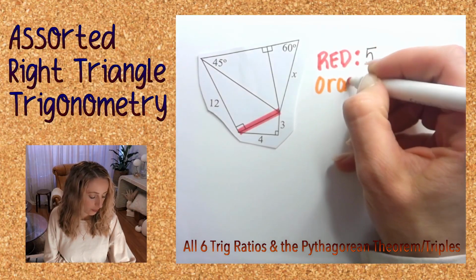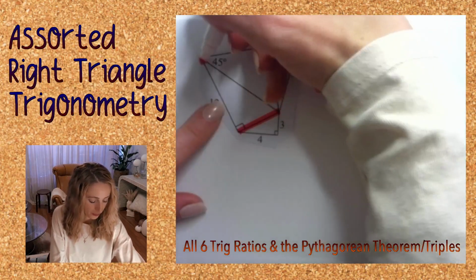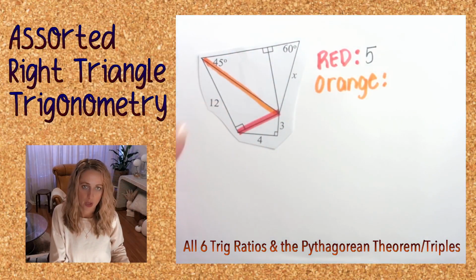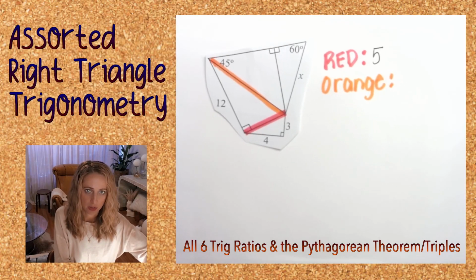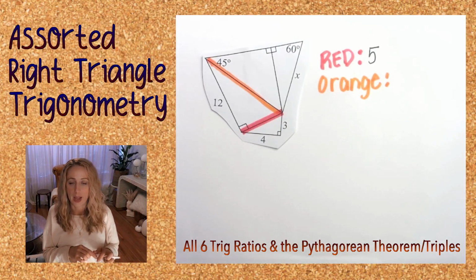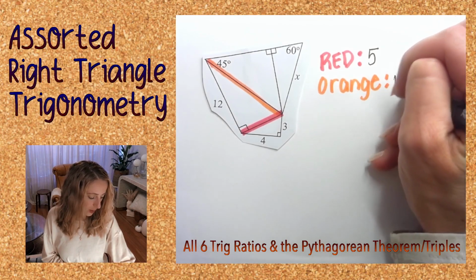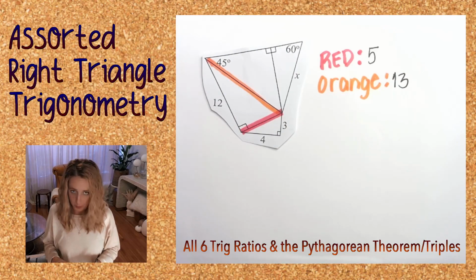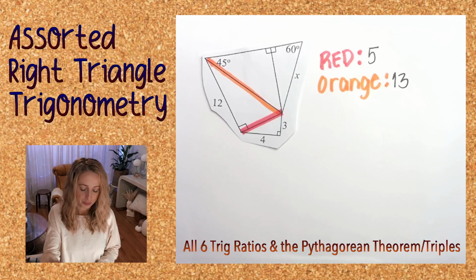Orange. Now that I have 5, I can use that for another side in the picture. So, right there. Now that you know that the 5 is the red, let's focus a little bit more. 5 is the red. What is the orange value? Hopefully we all said 13, because these are the two most popular, commonly used Pythagorean triples. So 13, brilliant. Next triangle.